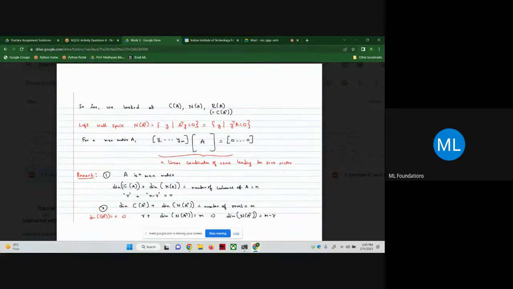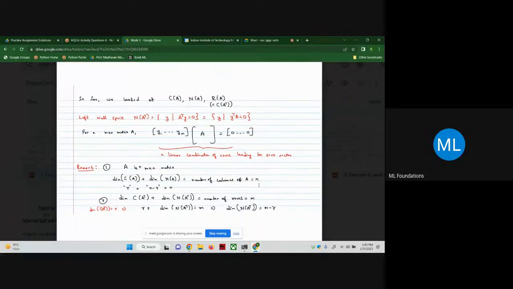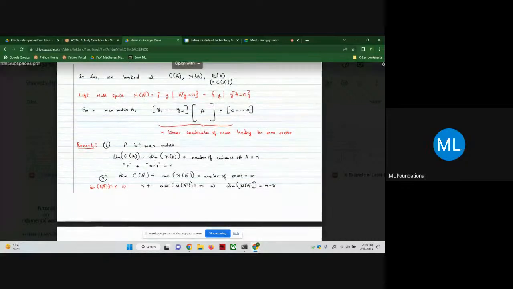Just like we have seen, the dimension of column space of A plus the dimension of null space of A equals n. That part is clear, right? Yes, sir. Now you do the transpose of it, and we do the same thing. That is the dimension of column space of A transpose and the dimension of null space of A transpose. Since we have done the transpose, now the columns will be equal to m, right? Yes, sir. So basically the dimension of column space of A transpose plus the dimension of null space of A transpose equals m.